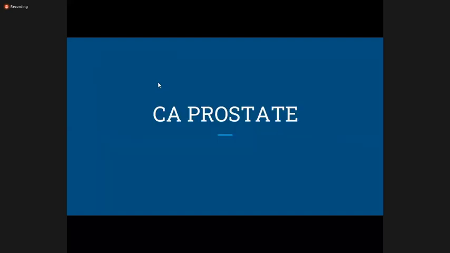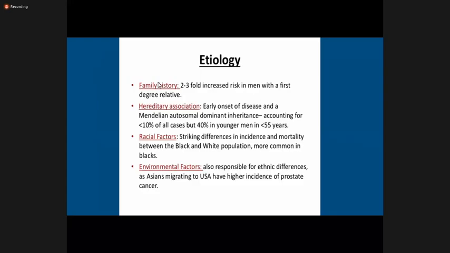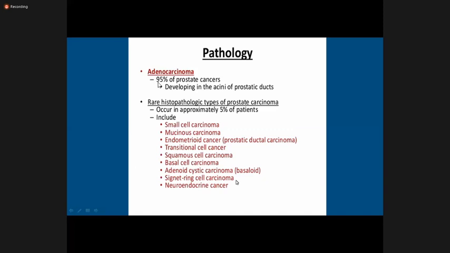So, the malignant condition of the prostate is carcinoma of the prostate. Family history: there is a 2 to 3-fold increased risk in men with a first degree relative. High risk association is early onset of disease, accounting for 10% of all cases. There are striking differences in mortality between races; it is more common in blacks. Environmental factors are also responsible for the ethnic differences. Asian immigrants to the USA have a higher incidence of prostatic cancer.